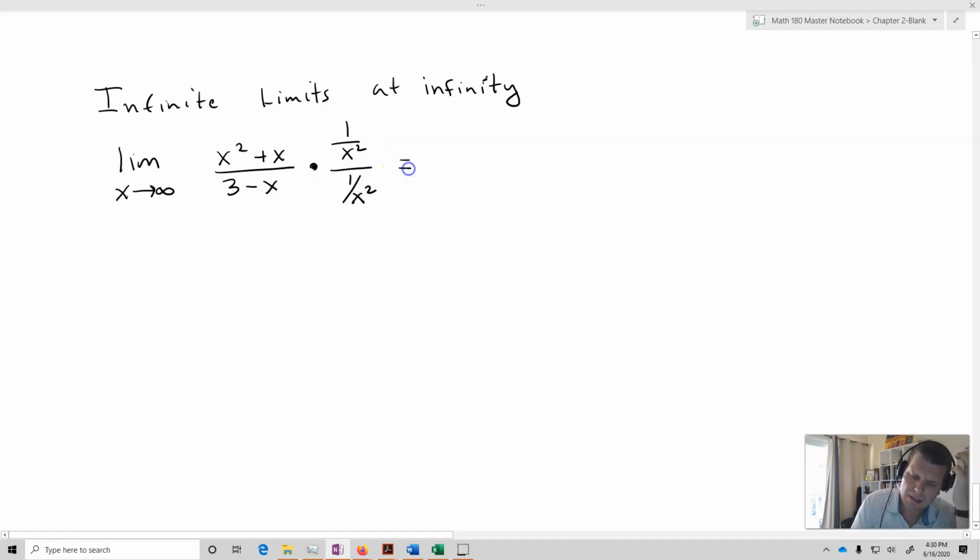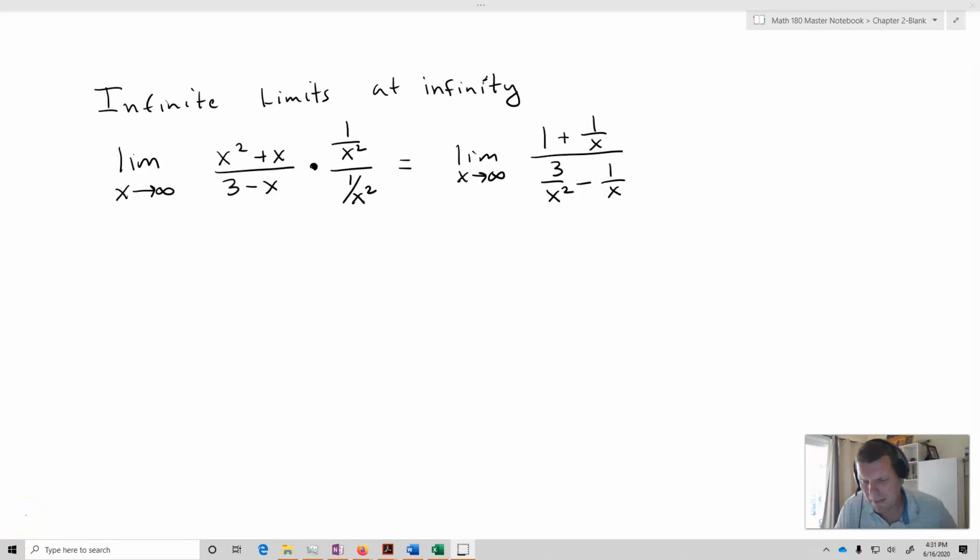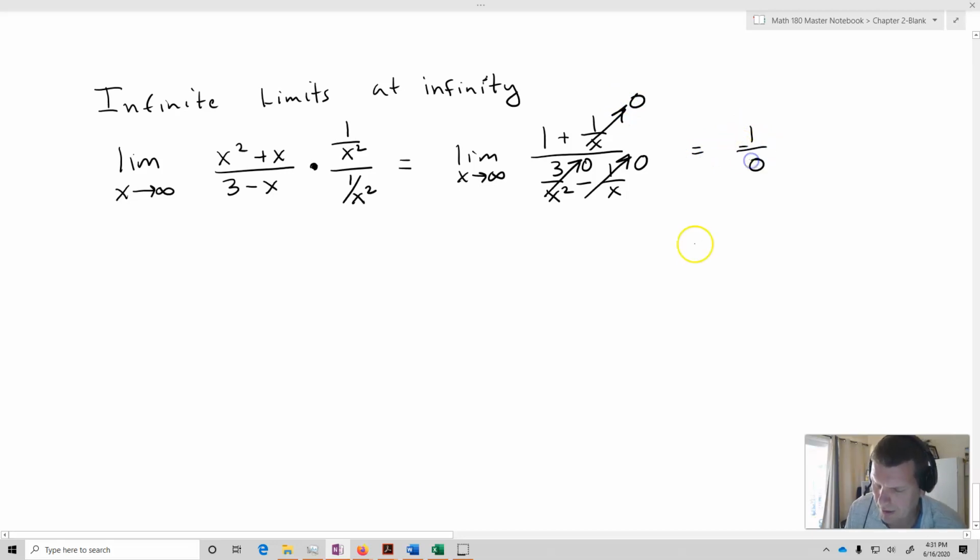Okay? Now this is going to be the limit as x approaches infinity of 1 plus 1 over x, divided by 3 over x squared minus 1 over x. Well, that's a problem, because notice this one is going to go to 0, and this one is going to go to 0, and this one is going to go to 0. So what I end up with is 1 over 0. That doesn't work. So I'm going to have to try out something a little bit different.